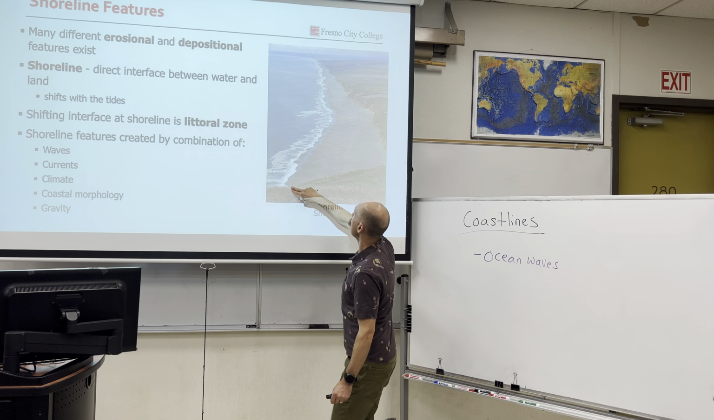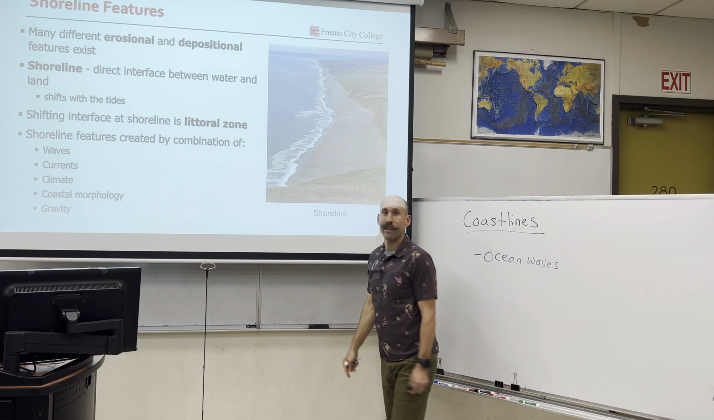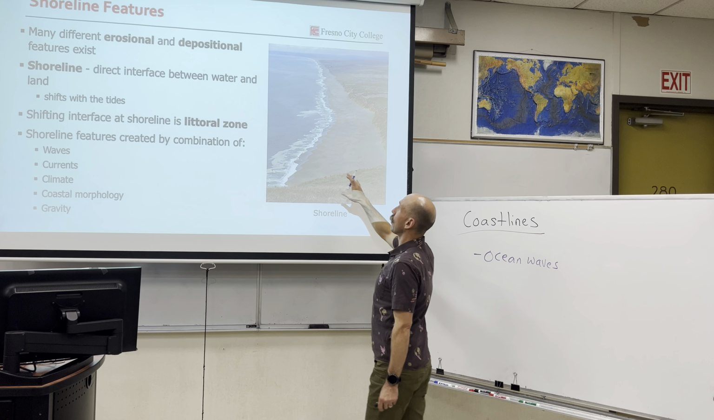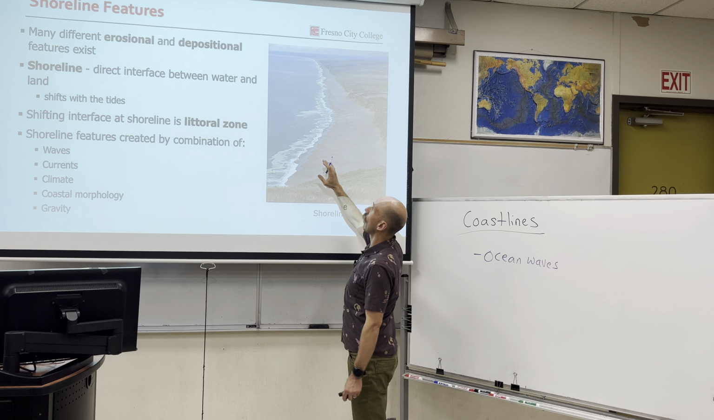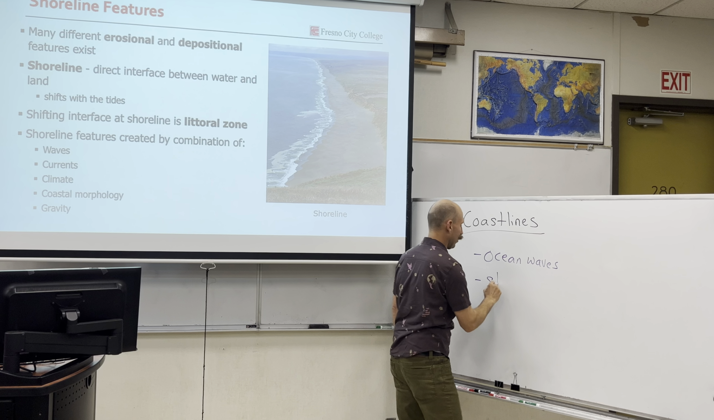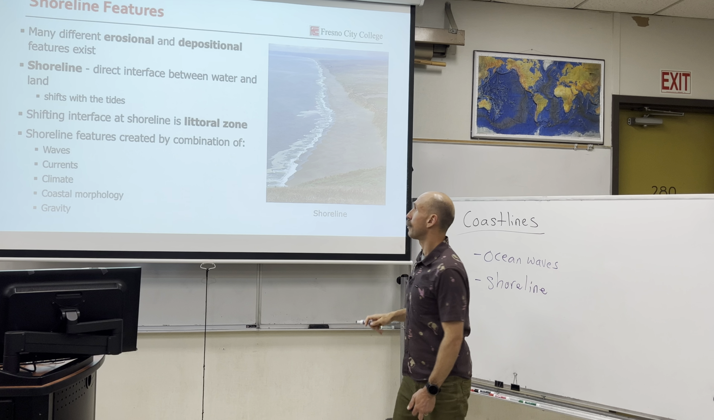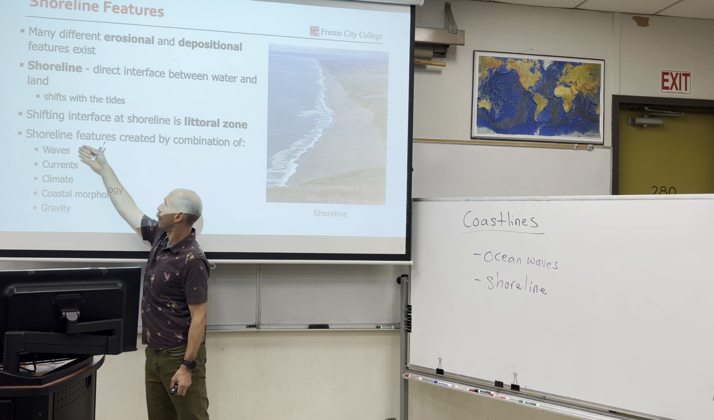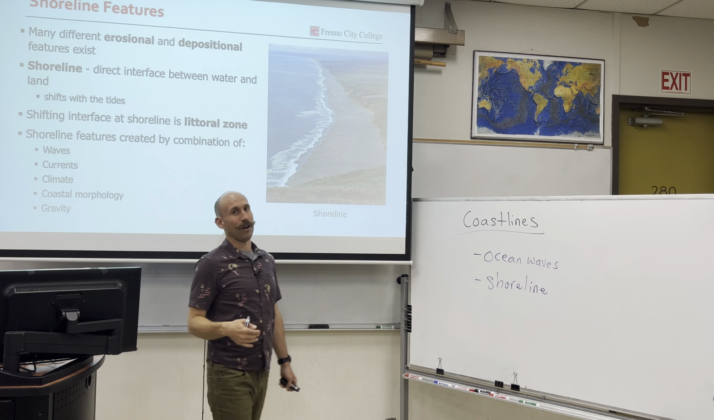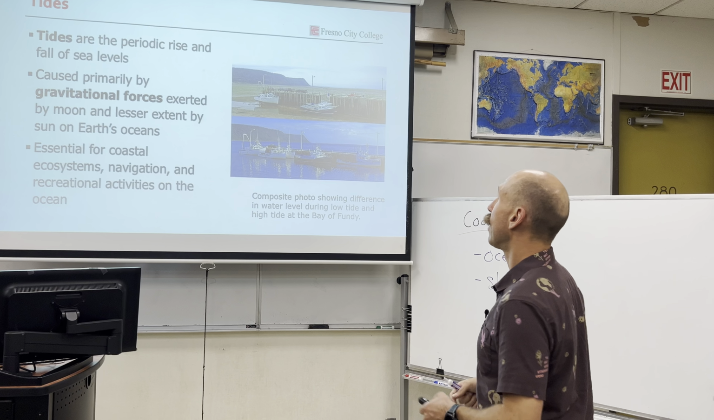Shoreline features. The shoreline is the exact point where the water's edge is. It is also dynamic and it shifts with high tide and low tide. We call this area the littoral zone, and the shoreline can create depositional and erosional features from submergent and emergent coastlines. Some of these features are a combination of waves, currents, climate, the way that it looks, the coastal morphology, the processes of gravity, and landslides. So shoreline features is a big thing we'll get into.